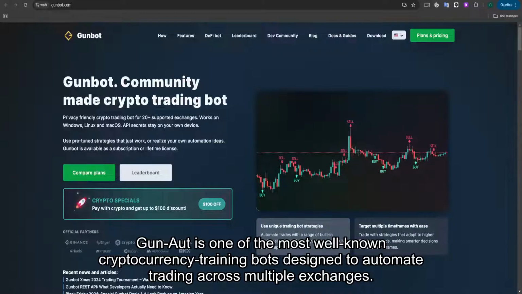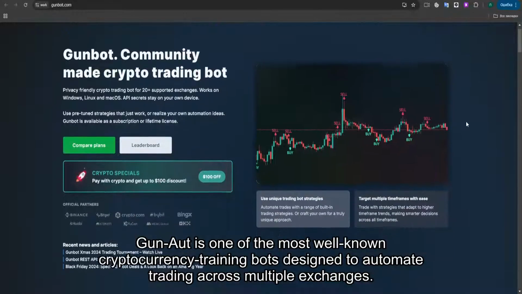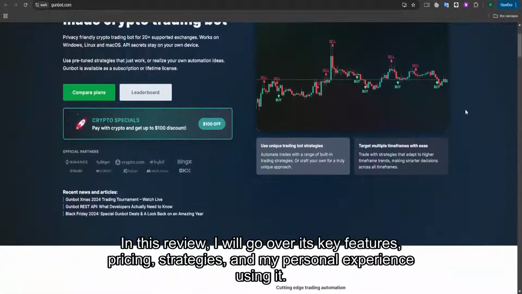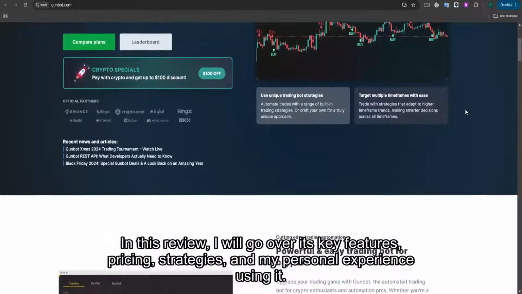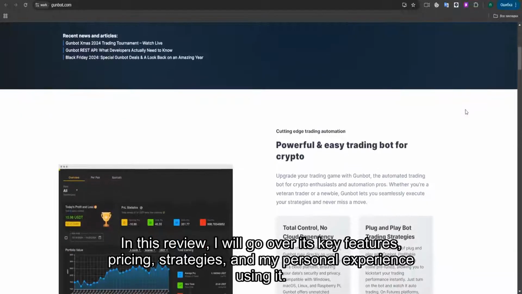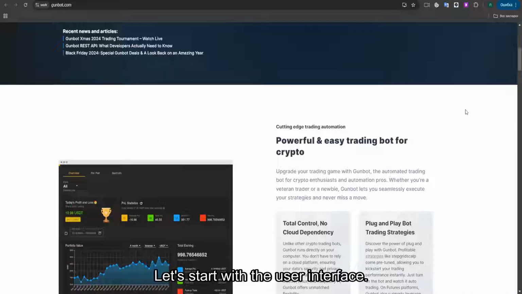Gunbot is one of the most well-known cryptocurrency trading bots, designed to automate trading across multiple exchanges. In this review, I will go over its key features, pricing, strategies, and my personal experience using it. Let's start with the user interface.